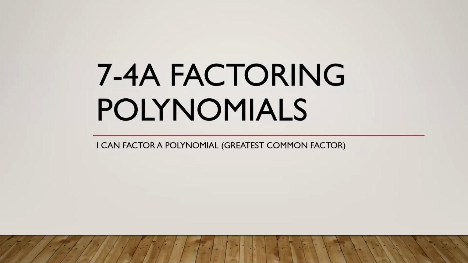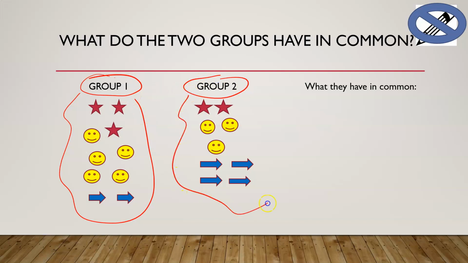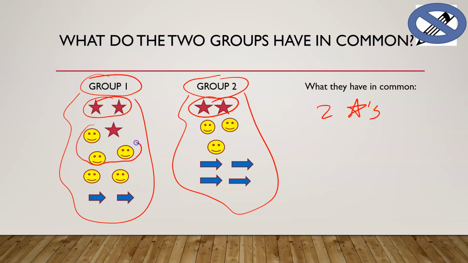So before we begin looking at numbers and variables, we are going to start by using some pictures. Okay, I want you to pause the video and write down what you think group 1 and group 2 have in common. So what does this group and this group have in common? Hopefully what you found is that group 1 and group 2 both had 2 stars. So 2 stars. Hopefully you found that they both also had 3 smiley faces and 2 arrows.